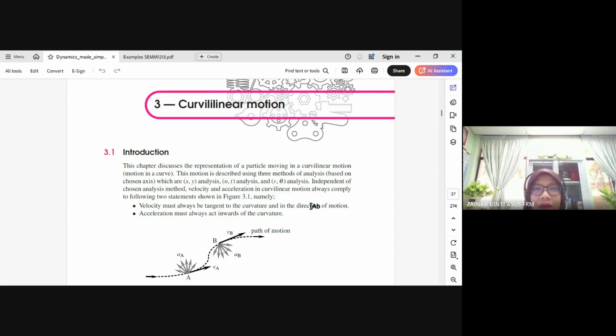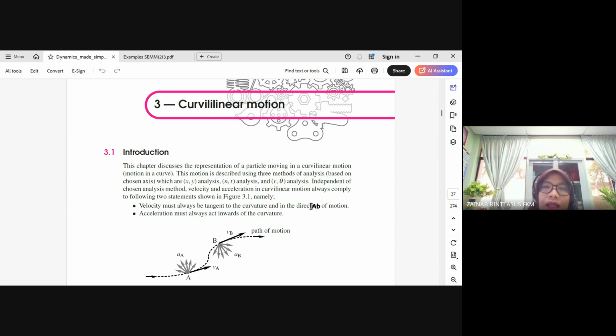All right, so we have your second topic, which is curvilinear motion. In this chapter you will learn about the representation of a particle moving in a curvilinear motion, so motion in a curve. This motion is described using three methods of analysis based on the XY axis, the NT axis, and the R theta axis. It is independent of the chosen analysis method.